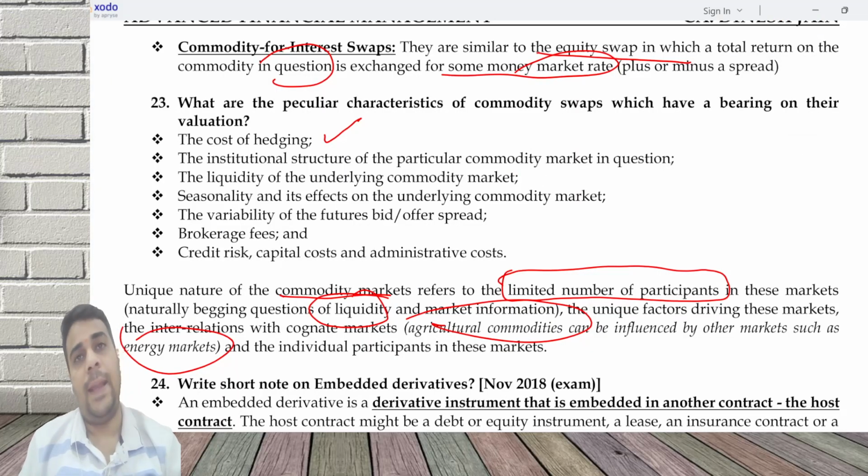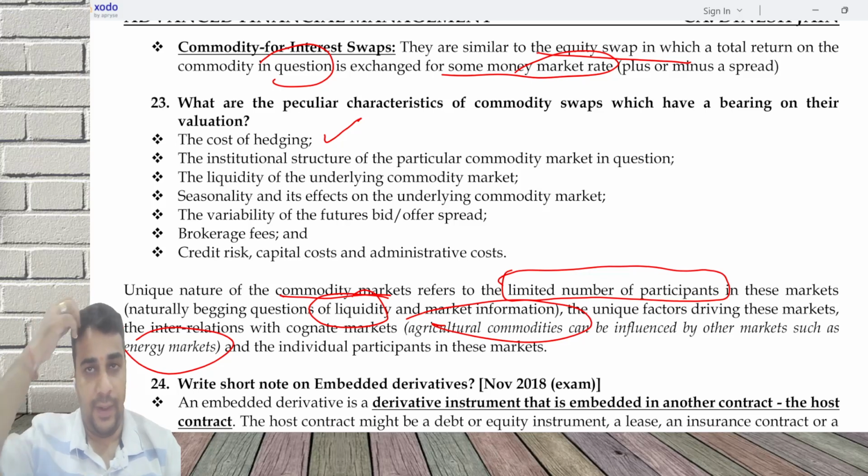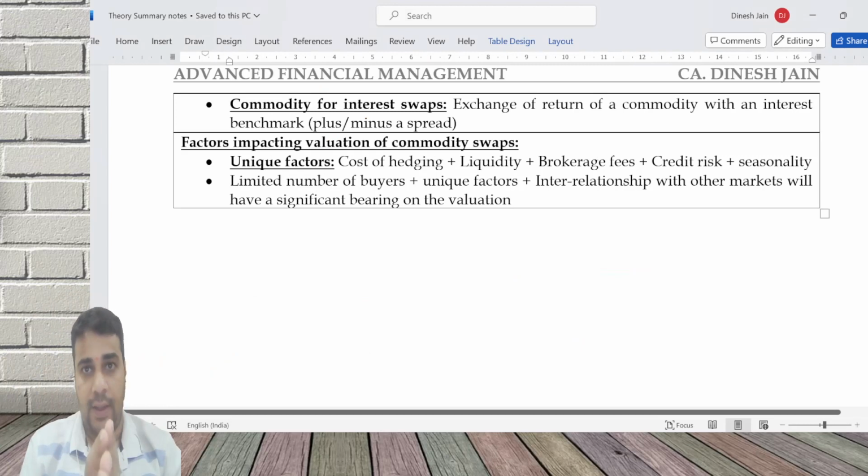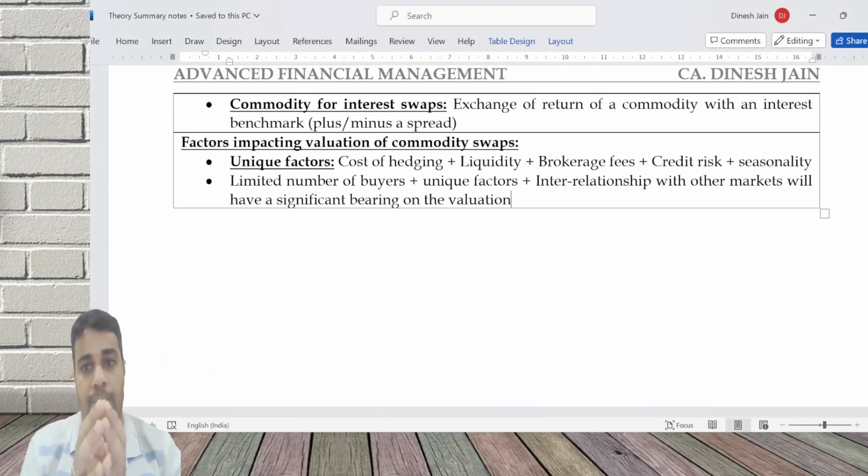Write a short note on embedded derivative. What an embedded derivative is: let's assume I enter into a very simple contract. I am going to buy 100 books from a publisher, or let's not take the example of a book. Let's assume I'm going to buy 10 grams of gold on a daily basis from a shopkeeper. It's a very simple contract. Or okay, sorry, let me take another example.